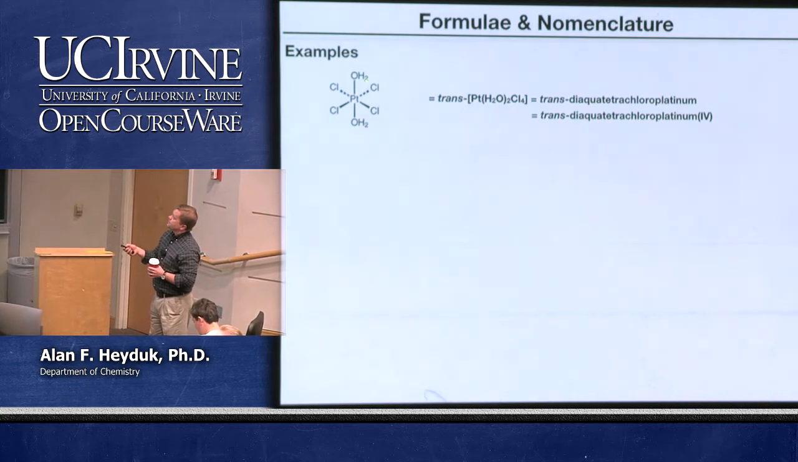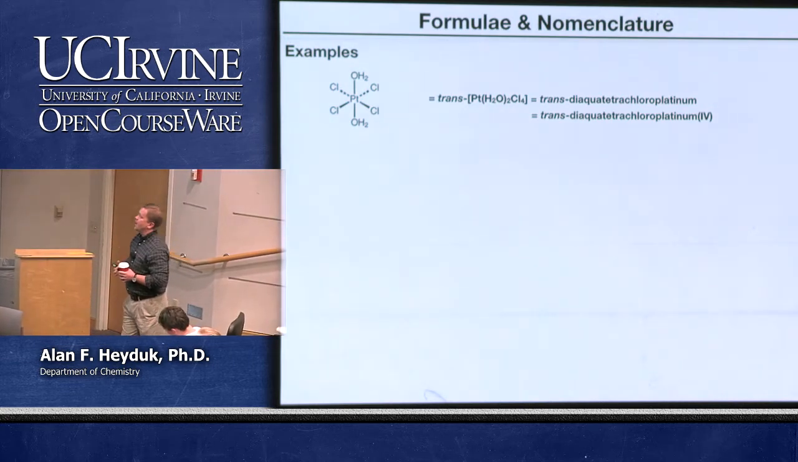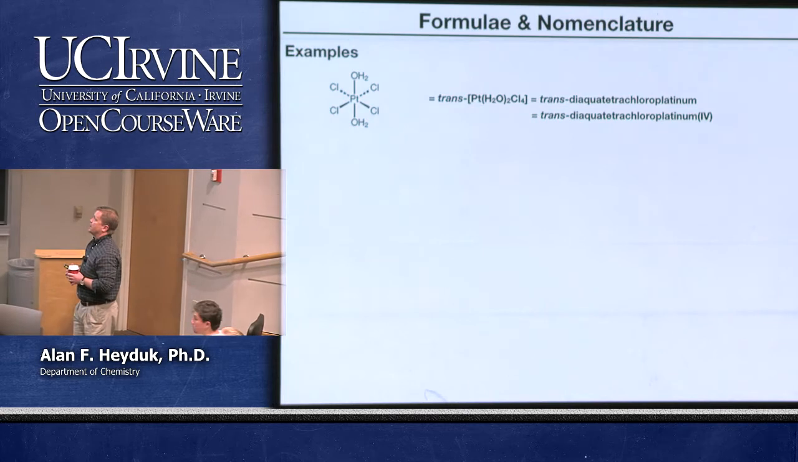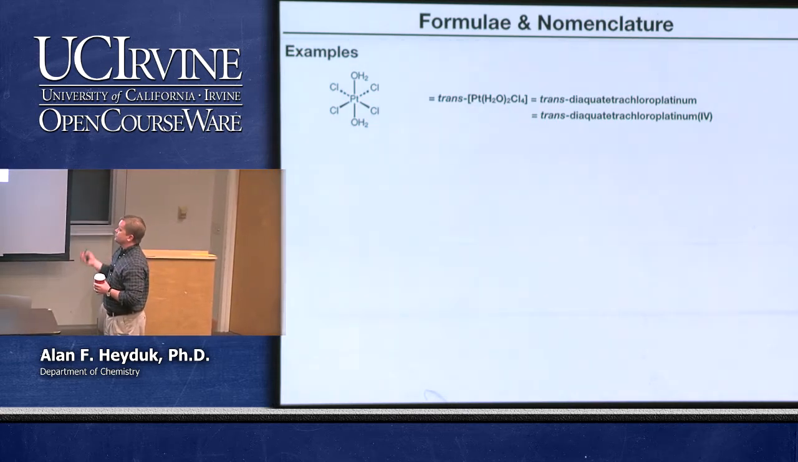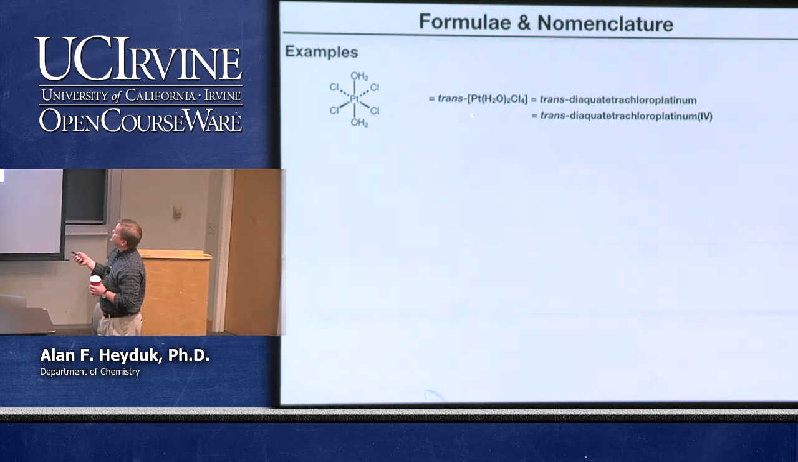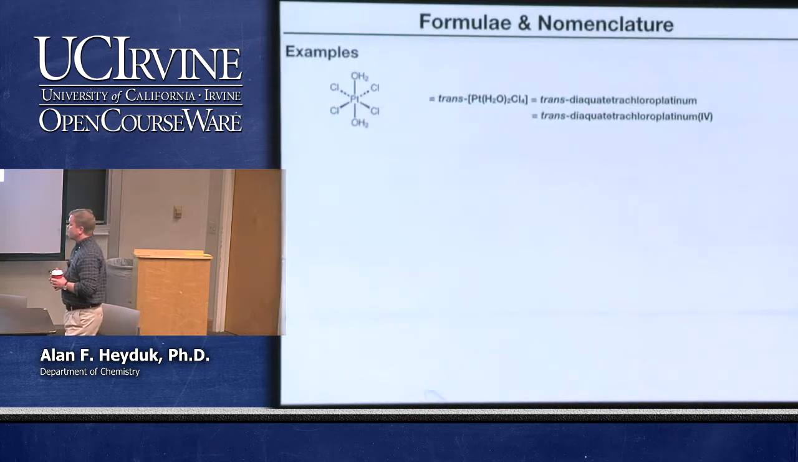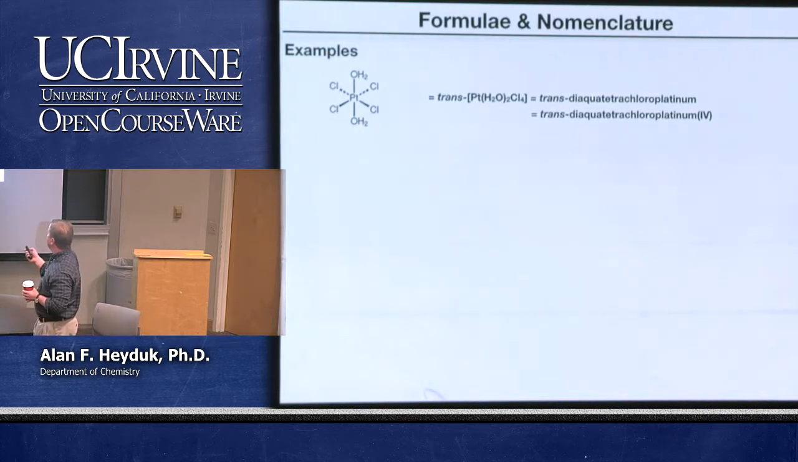In this case, we use trans to tell us that the 2 aqua ligands are trans to one another. With the 4 chloro ligands that remain, there's only one way to put them into the octahedral complex. And so the formula is trans platinum, 2 waters, and 4 chloro ligands. And we name this trans diaqua tetrachloroplatinum. If you want to use the stock system, we just put the Roman numeral 4 at the end.